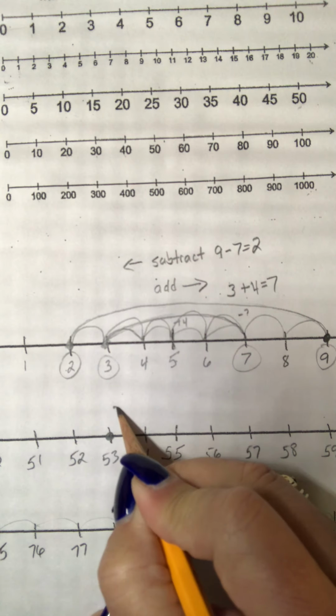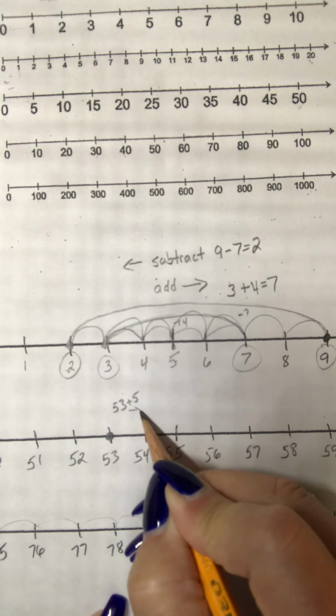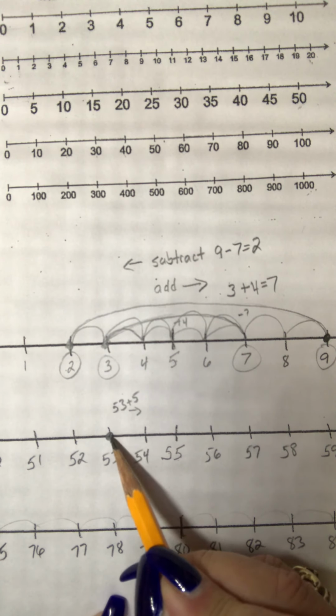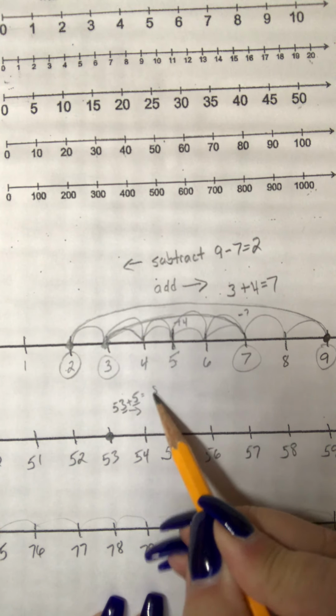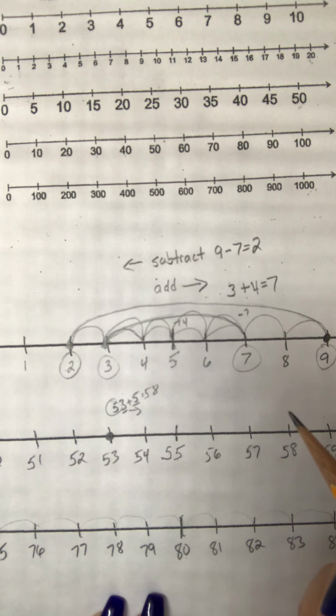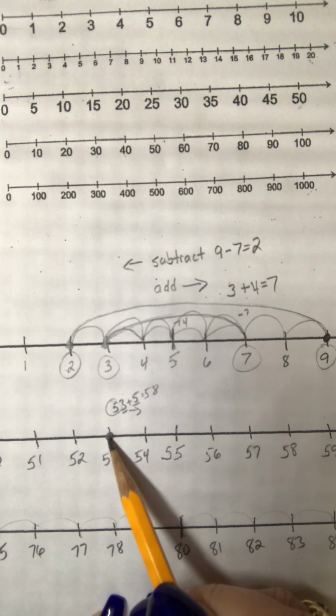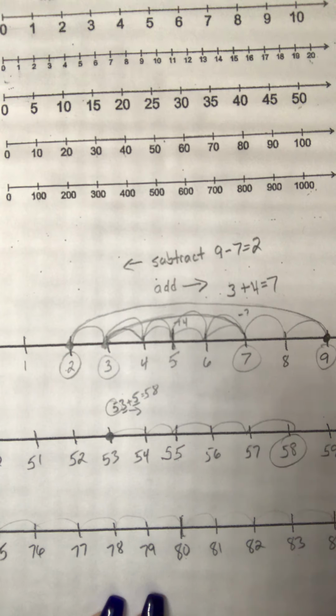53 plus 5. So we know I'm going to go in this direction because I'm adding. I know that 3 plus 5 is 8. And I'm working in my 50s. So I should land on 58. 1, 2, 3, 4, 5. There it is.